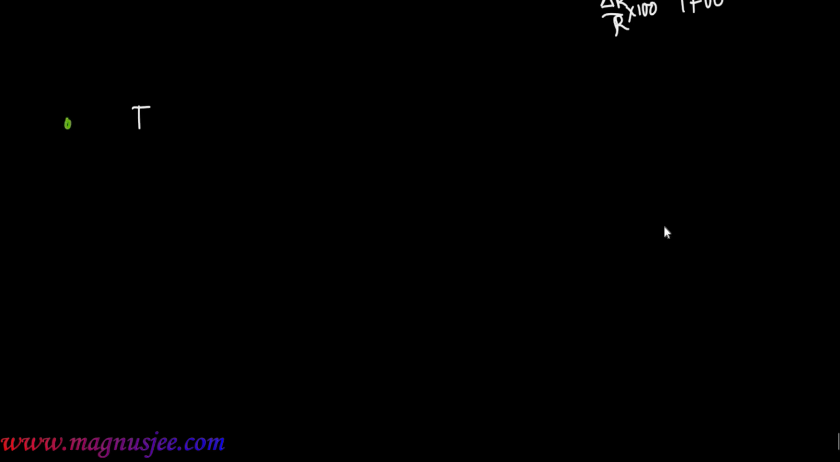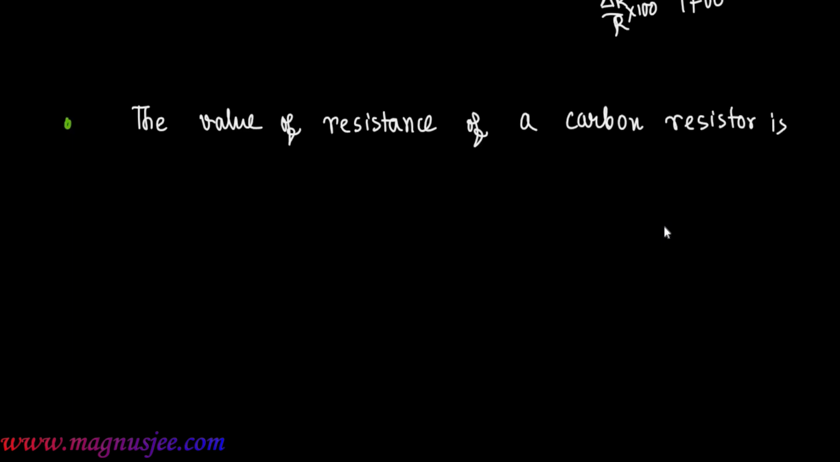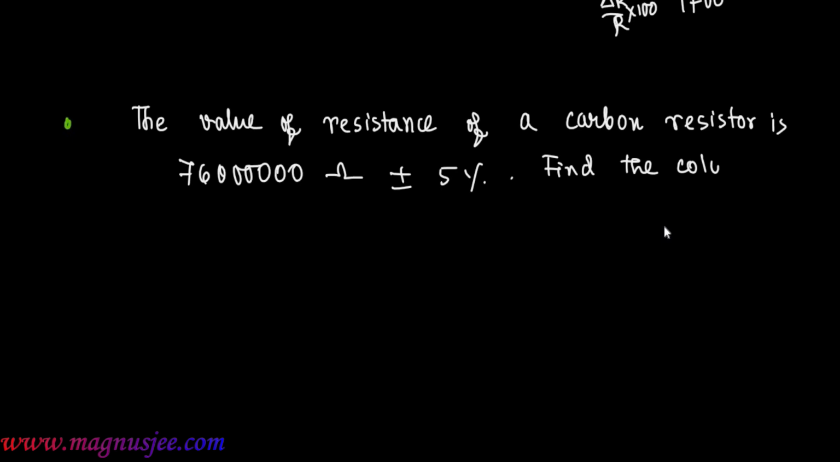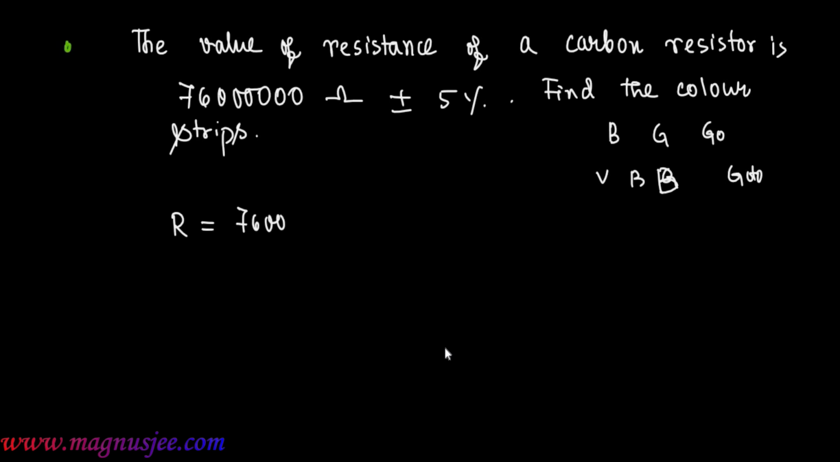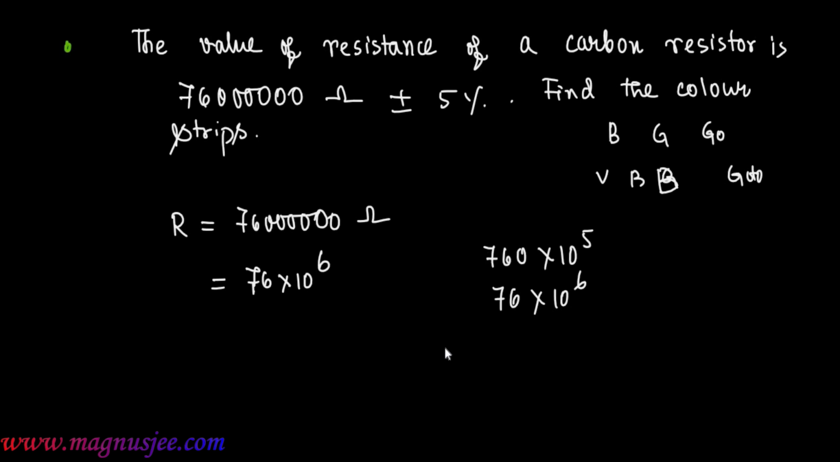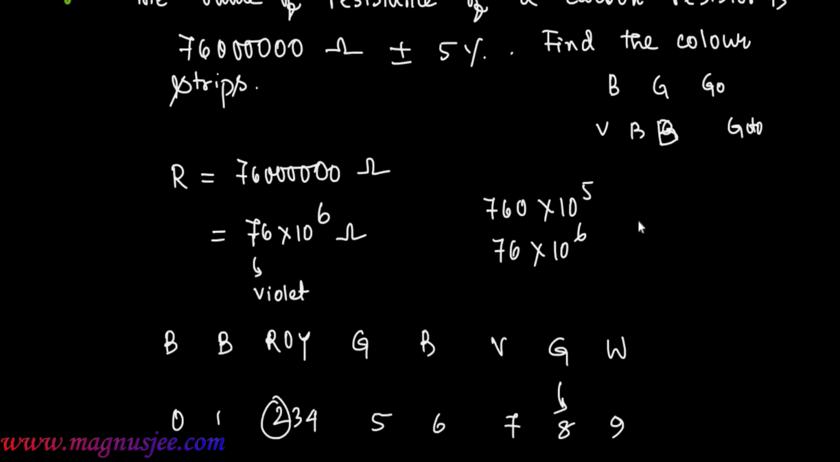Now we can consider another case. The value of resistance of a carbon resistor is given as 76000000 ohm plus minus 5%. Find the color strips of the carbon resistor. Now we can write down the value of resistance R equals 76000000 ohm. That can be written in terms of two significant figures with the decimal multiplier. That will be 76 into 10 to the power 6 ohm.